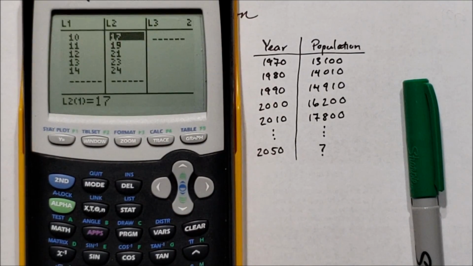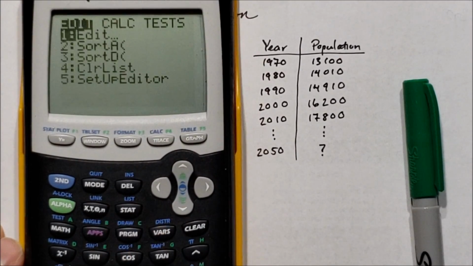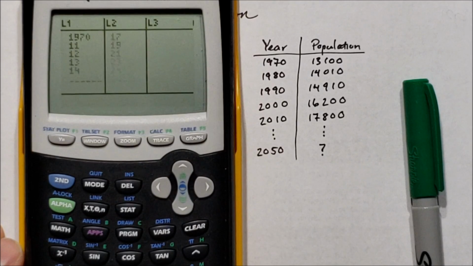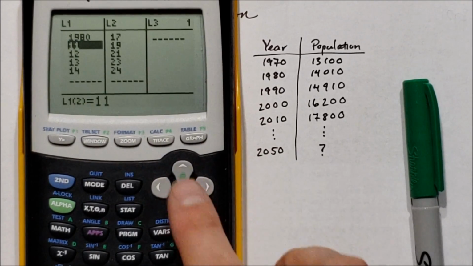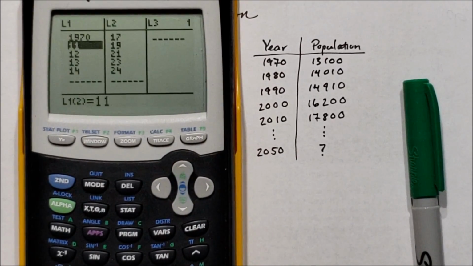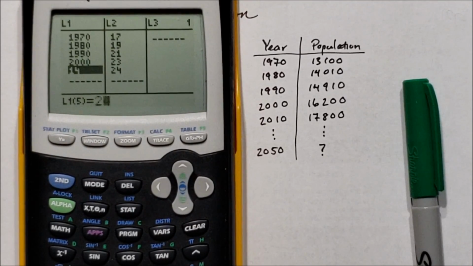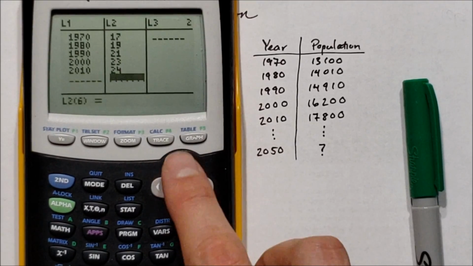So we're going to edit our list, and we can just type over this. Again, stat and edit is how we get to our list 1 and list 2. 1970, 1980, let's try that again, 1970, 1980, 1990, 2000, and this might be census data that we're using.